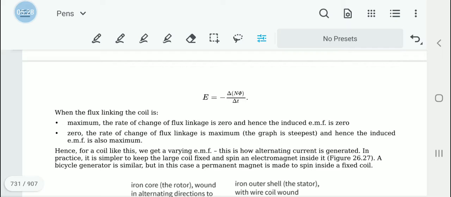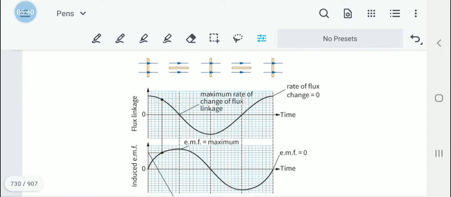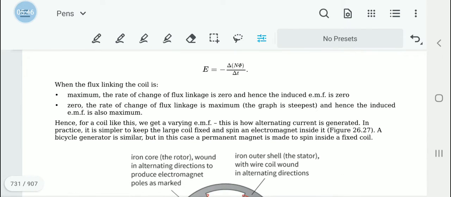When the rate of change of flux linkage is maximum, or when the graph is the steepest, induced EMF is also maximum. Right? So this is the word explanation of induced EMF and flux linkage. This is a very difficult lesson to understand, this part especially. If you don't understand, please let me know, then I will explain it more.